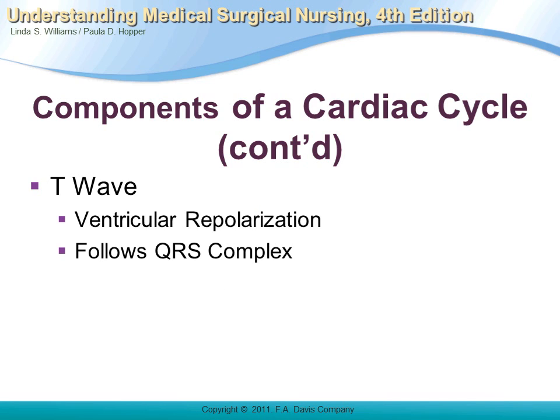The next wave that we see on the ECG is the T wave, and that represents ventricular repolarization, or where those ventricles go back to the relaxed state, and it follows that QRS complex. And we don't see a specific wave for the repolarization or the relaxation of the atria that is actually buried inside that QRS complex.